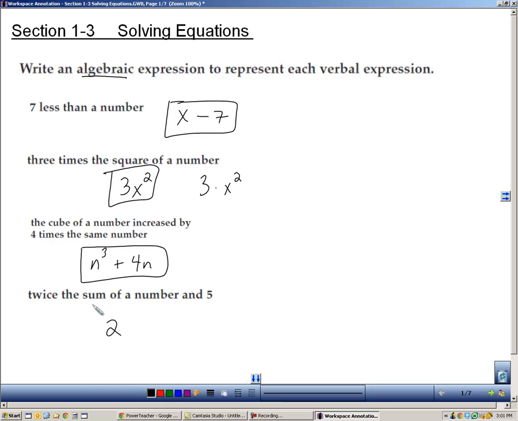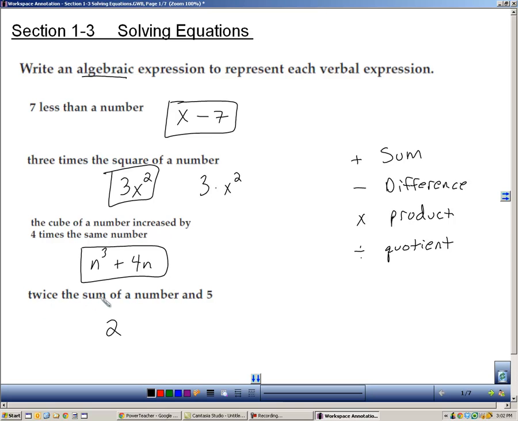Now when it says the word sum, don't forget that there's 4 key words when talking about verbal expressions. There's sum, difference, product, and quotient. And if you remember, sum is an addition, subtraction is the word difference, product means multiplication, and quotient means division.